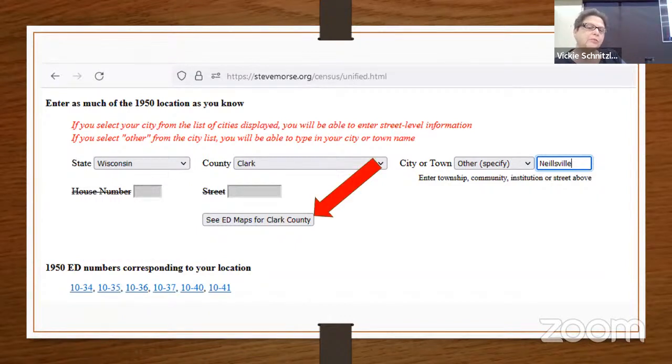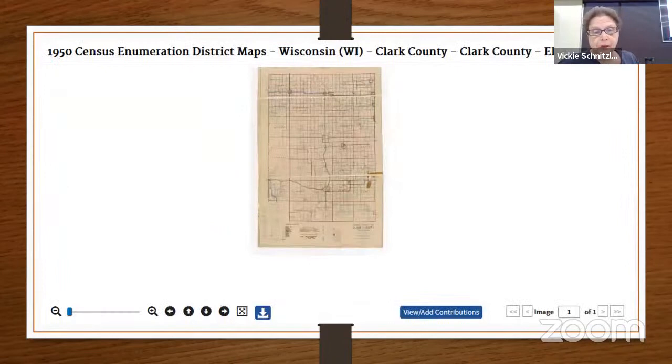We're going to do it a little bit different way. We're going to try looking at the maps for Clark County. So next slide. This is the overall enumeration district map for Clark County. You notice that Clark County in its entirety only has 61 enumeration districts. It's a far cry from 288 in just the city of Milwaukee. But I still don't want to go through all 61 to try and find my parents.